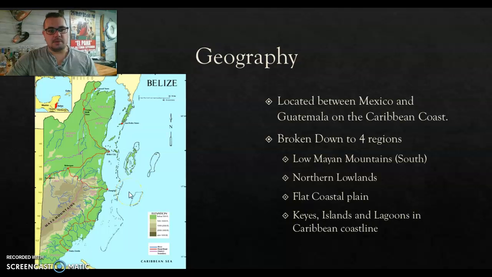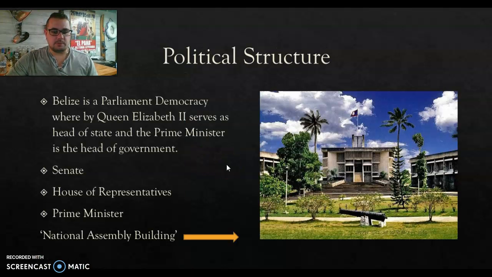Belize is divided up into six what we would consider states, but mainly for geography locations. You have the lowland mountain areas to the south, flatlands up here in the north, flat coastal lands, and then over here you have the Keys, the lagoons, and other little small coastal islands. So those are the main four geography locations in Belize.